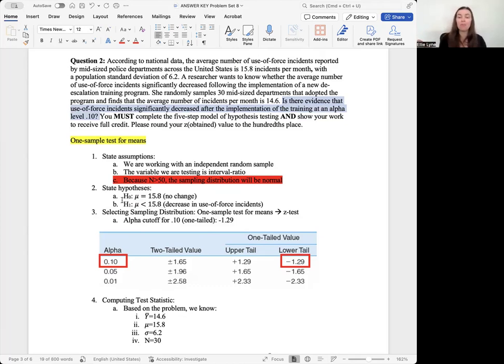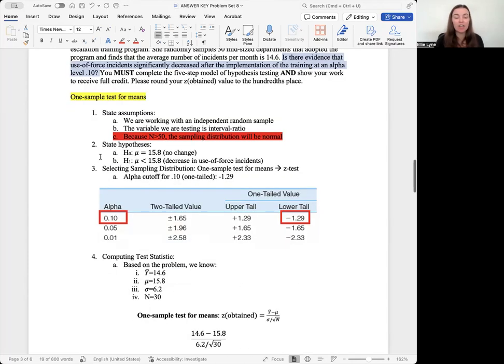You can either designate that by H1 or HA. Either one is perfectly fine. And so that is where our symbol here changes as well. That is what we are primarily interested in testing. Essentially, did this training program work, right? Did it decrease use of force incidents after the implementation of the training? Again, this text is not necessary. If you'd like to include it because it kind of helps you work throughout the problem, that's perfectly fine. But again, not necessary. Just the statistical notation here.